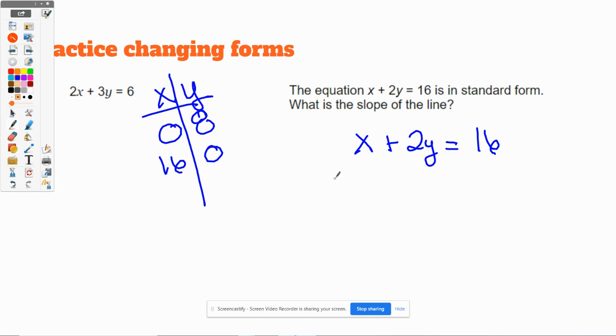Or I could get x on the other side with the number and get y by itself: subtract x, 2y equals. Now, it's usually best to put the x in front. It's a negative x and a positive 16.